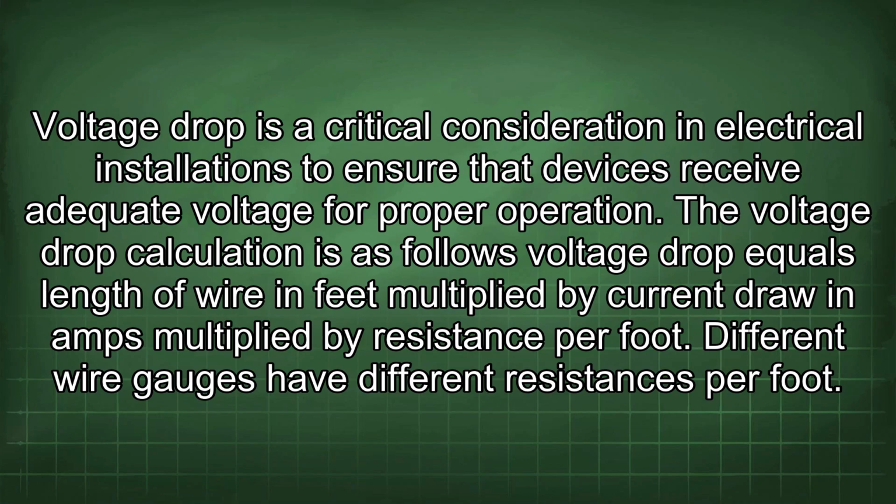Voltage drop is a critical consideration in electrical installations to ensure that devices receive adequate voltage for proper operation. The voltage drop calculation is as follows: voltage drop equals length of wire in feet multiplied by current draw in amps multiplied by resistance per foot. Different wire gauges have different resistances per foot.